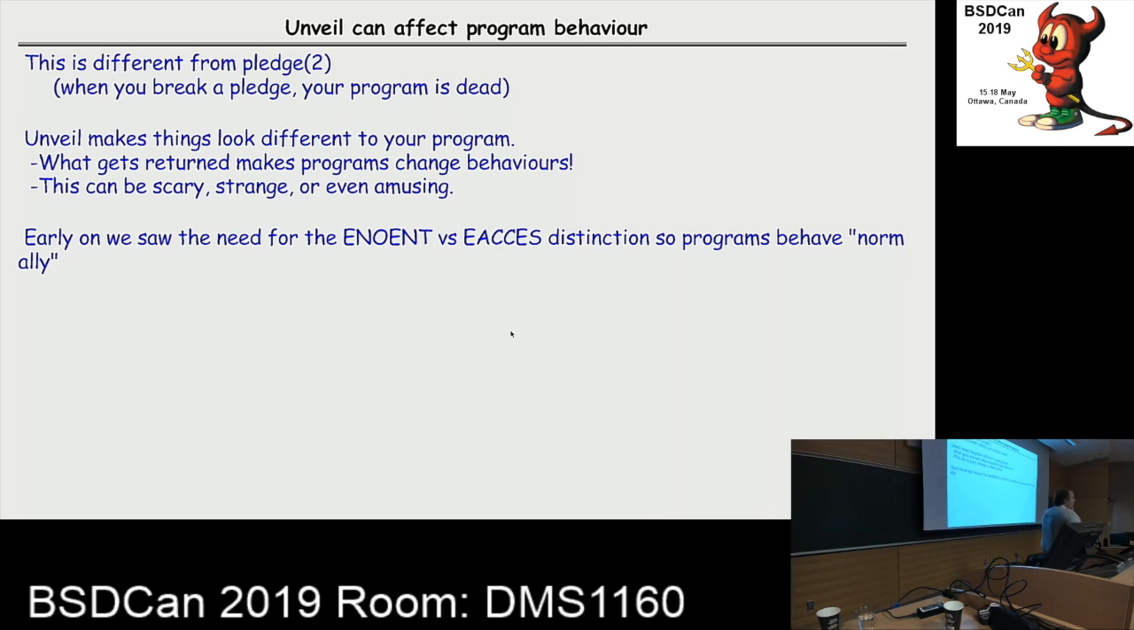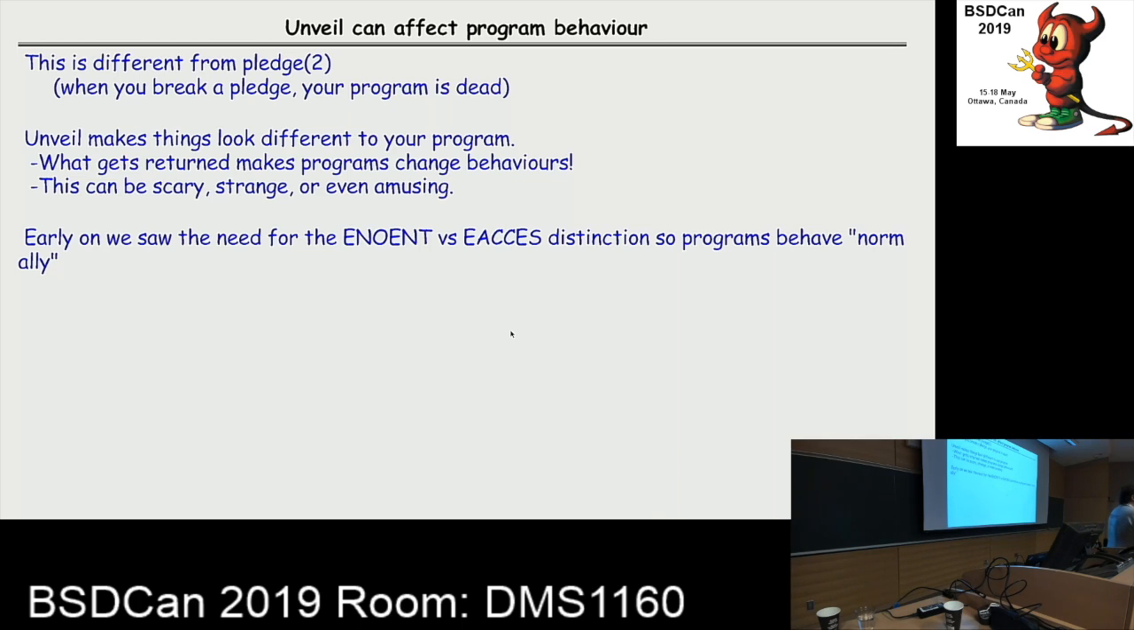So the next issue that we ran into doing this is that unveil is different than pledge. When we started doing pledge, oh hey, we've got pledge, pledge, pledge, pledge. And the rule is simple. If you violate pledge, your program dies. So you don't have to worry about what happens after you're dead. If you know the program is going to die, you don't have to worry that the program could do something stupid after you change behavior because of pledge. Unfortunately, unveil makes the file system look differently to your program, and you're not killing it. You're actually saying this file either doesn't exist or you don't have access to it.